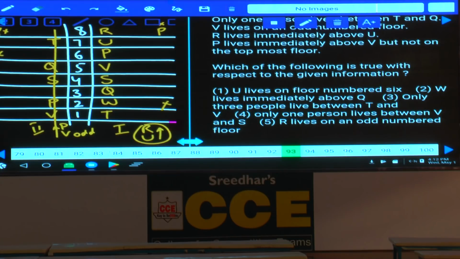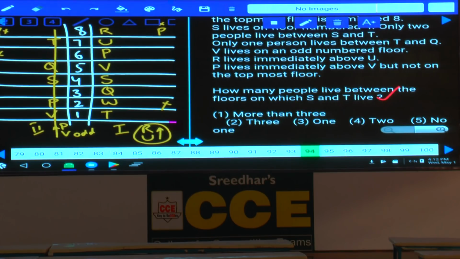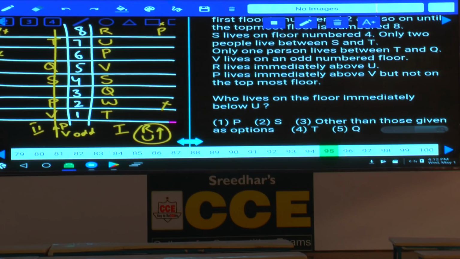And only 3 people live between T and V. Between T and V, there are exactly 3 persons, S, Q and W. Hence choice 3. Then question number 94, how many people live between the floors on which S and T live? Between S and T, tell me how many persons there are? There are 2 persons, Q and W, choice 4. And 95, who lives on the floor immediately below U? Immediately below U, that is P, choice 1.